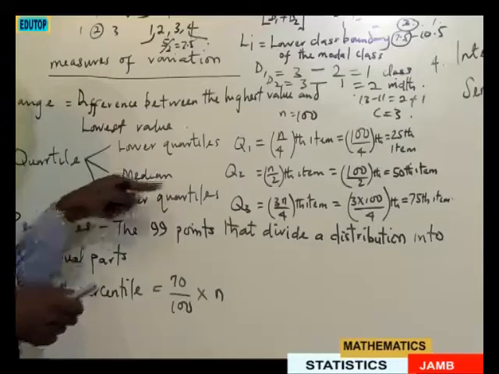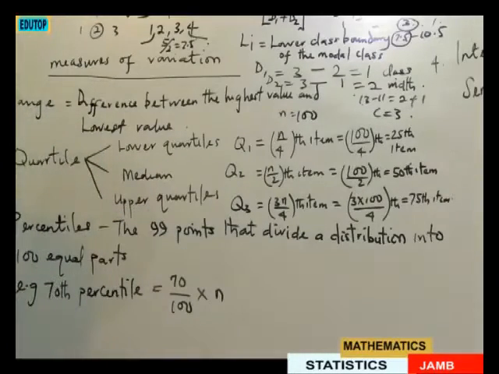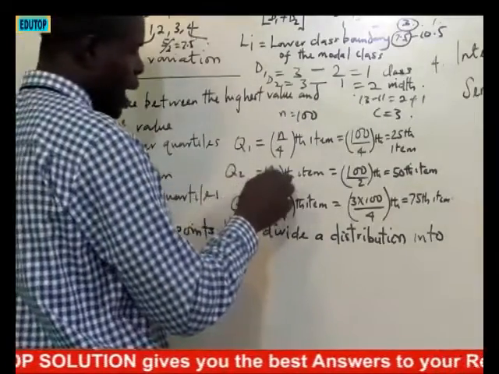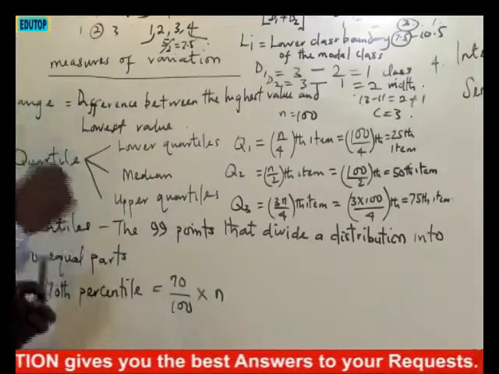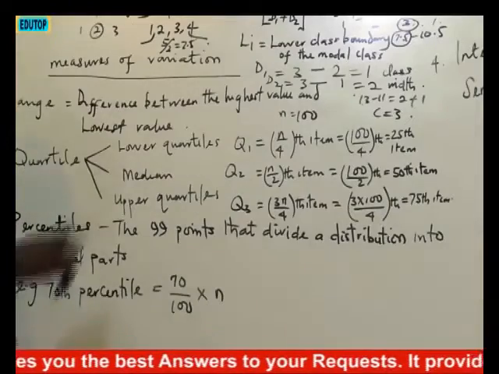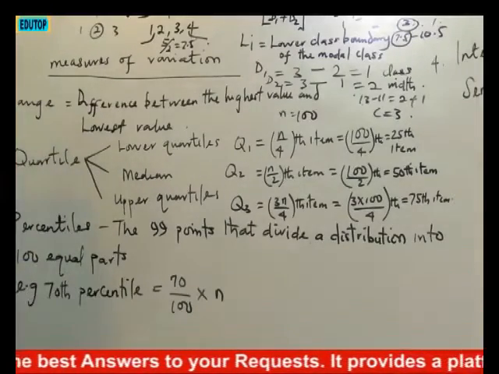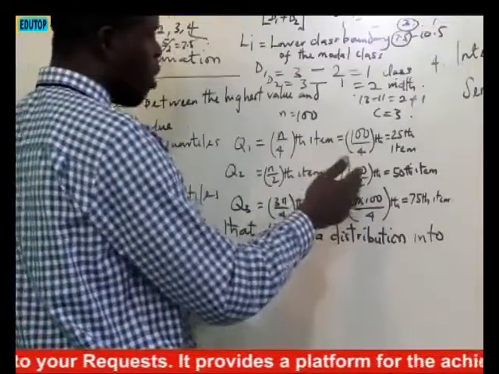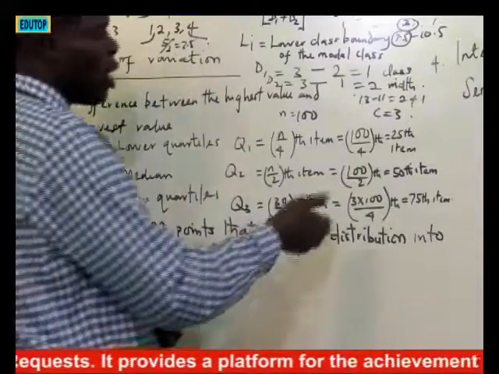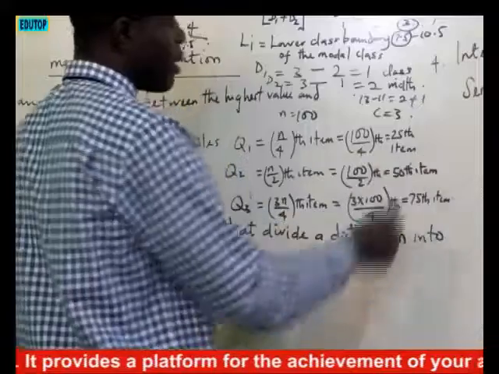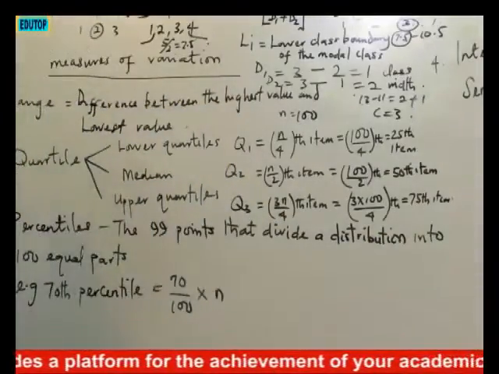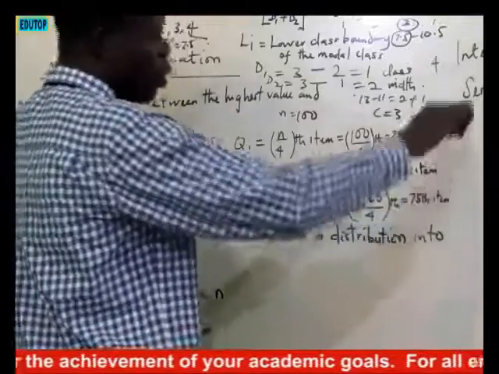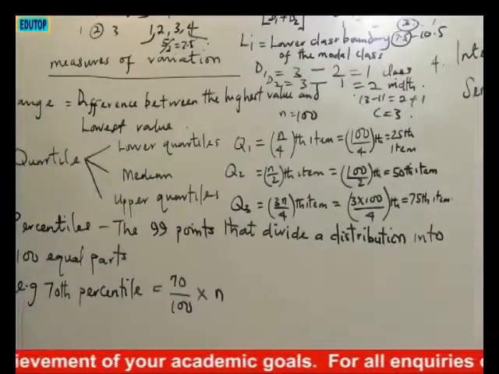Then the median is Q2. Median is Q2, and the formula is the n over 2th item. So in this situation, since our n is 100, it will just be 100 over 2, and that will be the 50th item. So in that situation, then we have the 50th item. We can also trace that from our ogive.